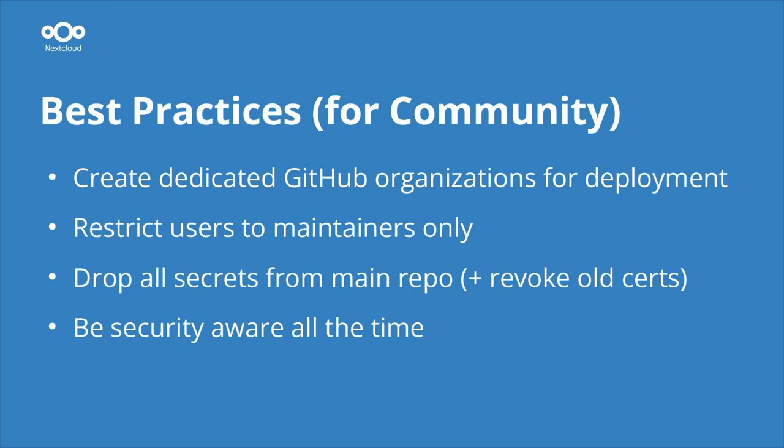And therefore, the best practice for the community that I want to give you, whoever is publishing an app: create a dedicated GitHub repository in a dedicated organization. Put your secrets there and restrict the number of users to one or two so that you have clear control over the secrets, so that this build process can be in a secret environment and all other secrets should be dropped or even revoked and recreated. And always think before you use secrets. That's what I give you. Think before you write.